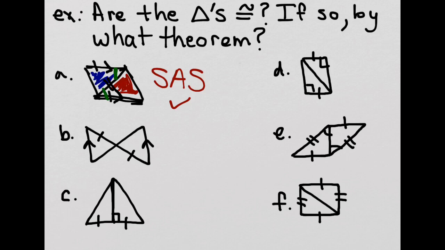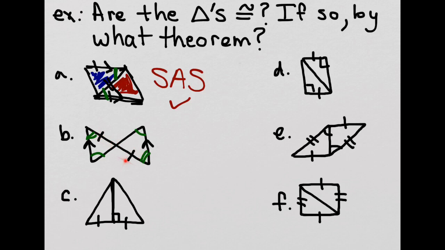So A would be, yep, by SAS. If we look at B, again, parallel lines tell us that we're probably going to have some congruent alternate interior angles. So actually there's a couple we could mark. So there's this pair of alternate interior angles because of the transversal that goes from the lower left hand to the upper right hand corner. And then there's also these pairs of alternate interior angles because of this transversal.